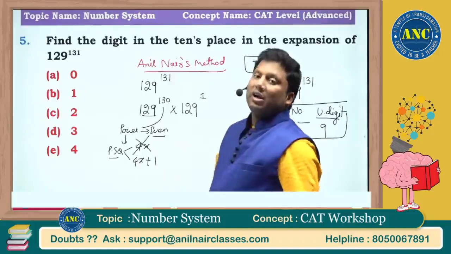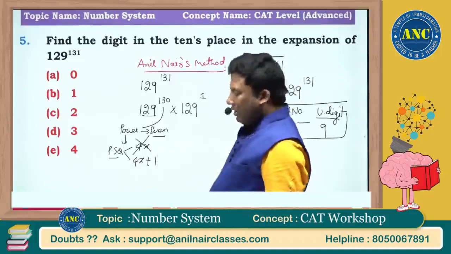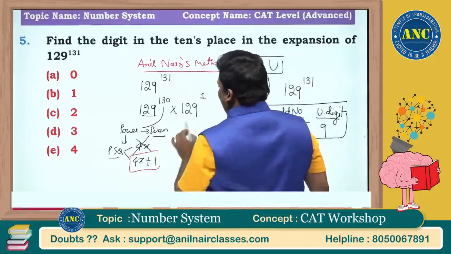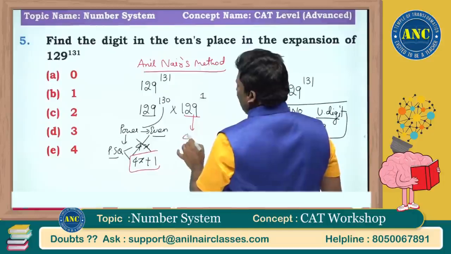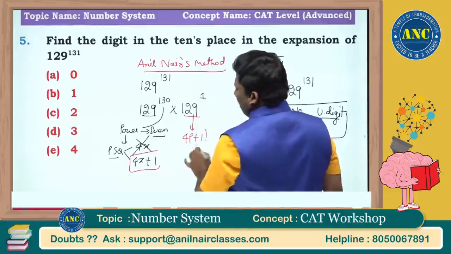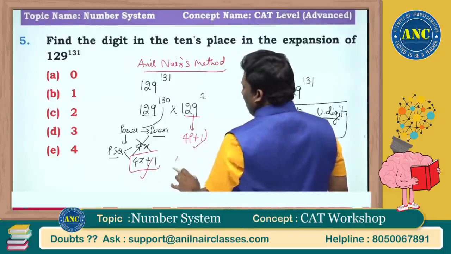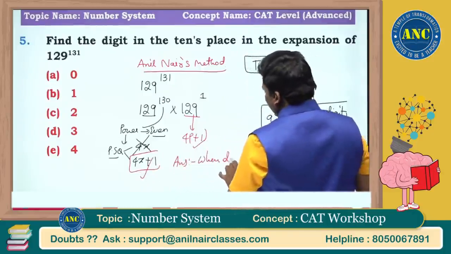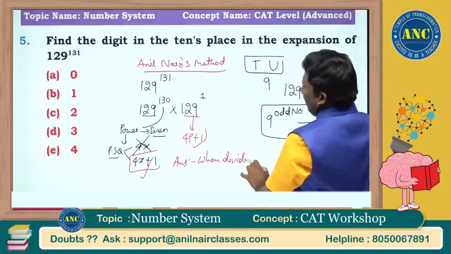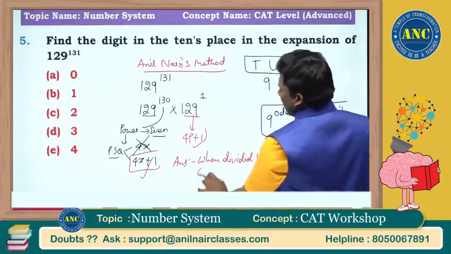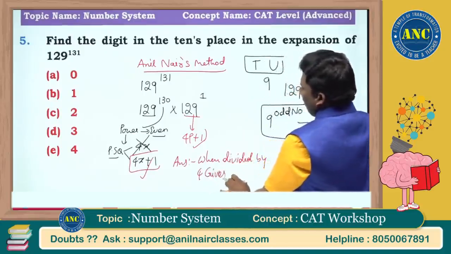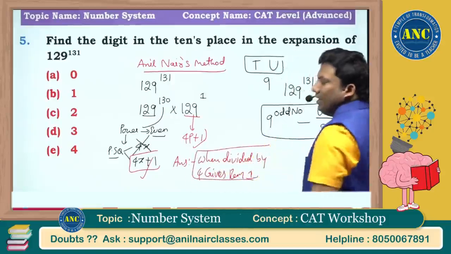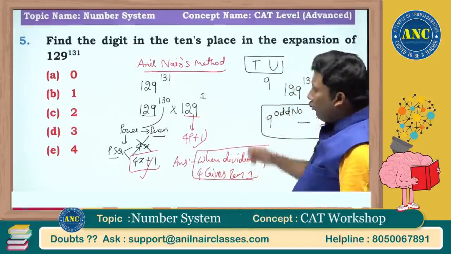129 is an odd number, so divisible by 4 will not come. So it is 4x plus 1. 129: 4 sevens are 28, plus 1. So here I got remainder 1. The answer when divided by 4 gives a remainder 1. I hope the idea is clear. 4x plus 1.